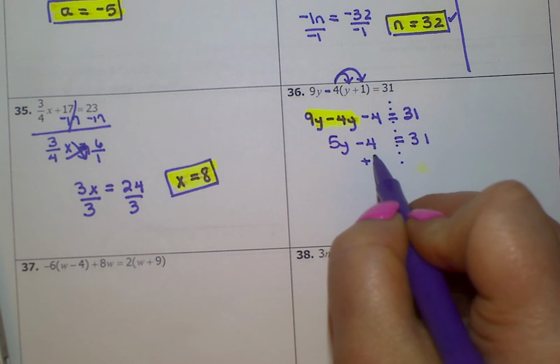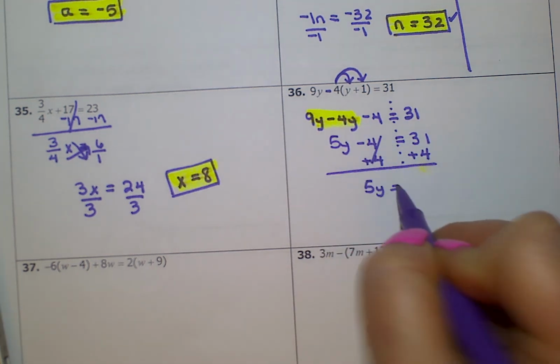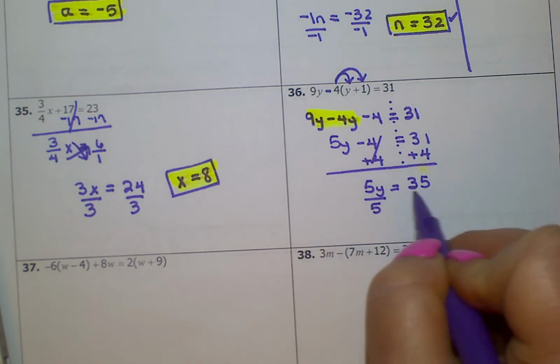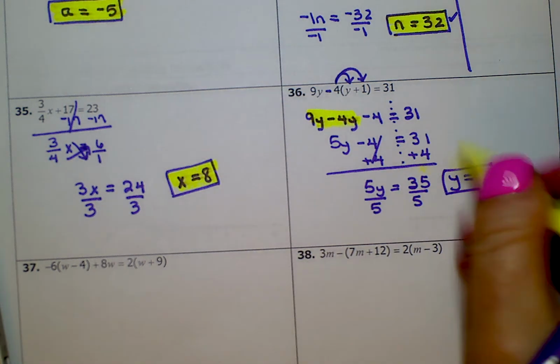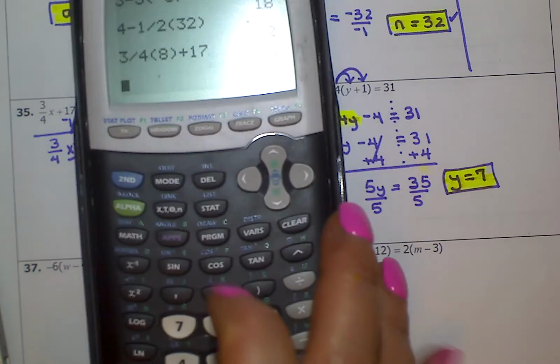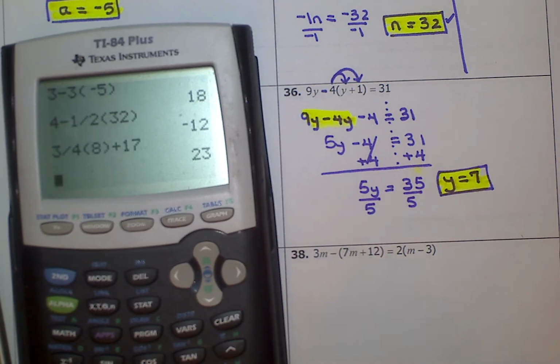Then you can add 4 to both sides. 31 plus 4 is 35. Divide by 5, and y is equal to 7. Now to check that one, you're going to have to put that number in more than once. So you're going to have to do 9 times 7 minus 4 parentheses 7 plus 1. And that gives us 31.